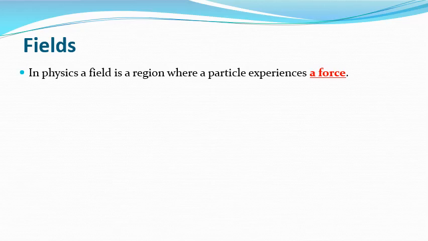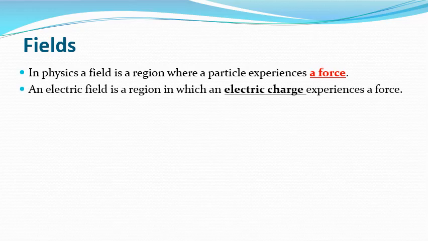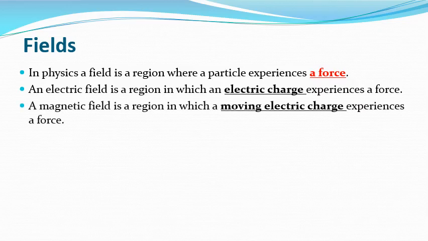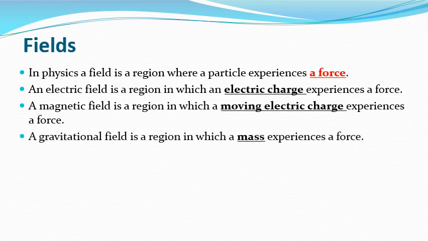And we can have three different types of fields: electric fields, where electrical charges experience a force; magnetic field, where a moving electrical charge experiences a force; and a gravitational field, where something with mass experiences a force. One of the big differences between gravitational forces and the other two is that gravitational forces are only ever attractive, whereas the others can be attractive or repulsive.